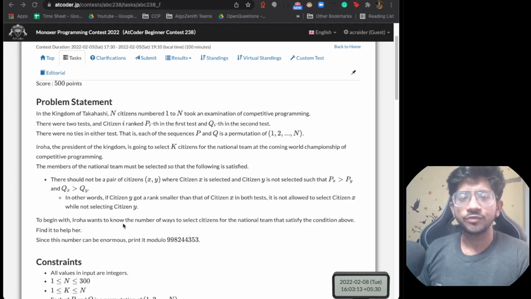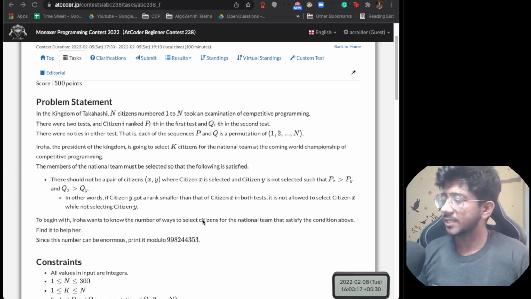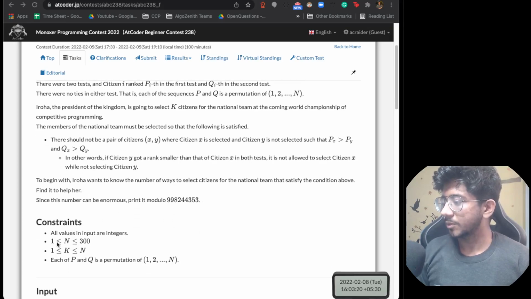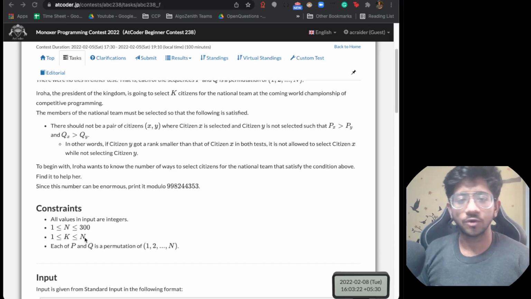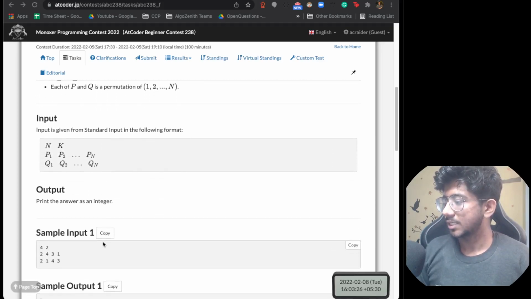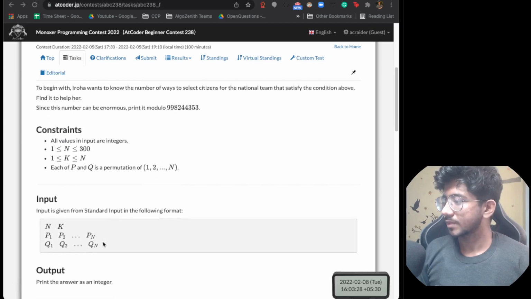So we need to find the number of ways to form such a team that satisfies the given condition, modulo some prime number. That's the question. And the constraints for this problem are n up to 300 and k is obviously up to n, and P and Q are permutations of 1 to n. And there are some sample inputs given to us.